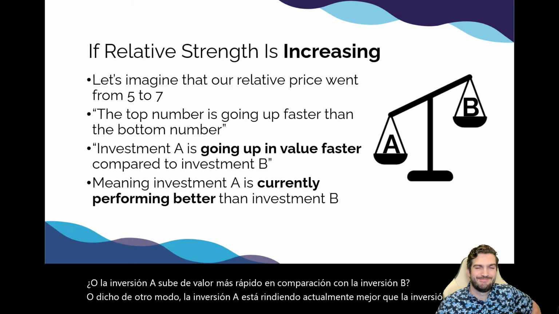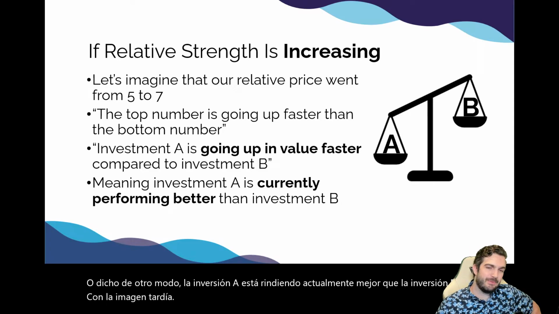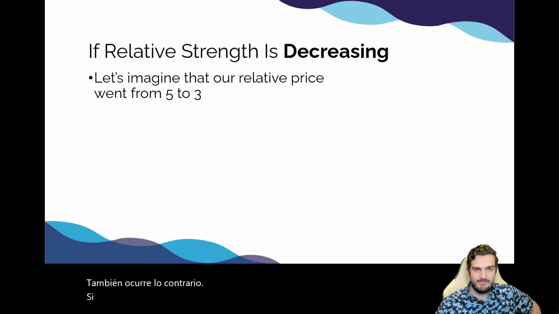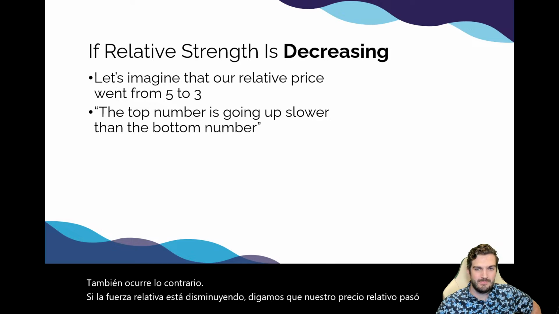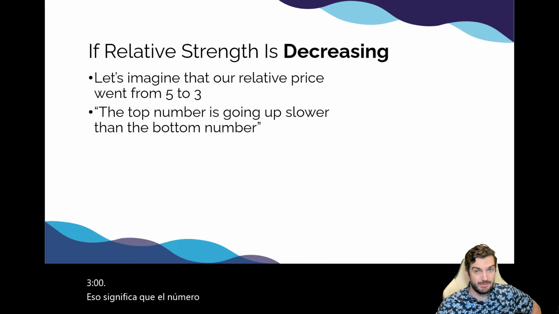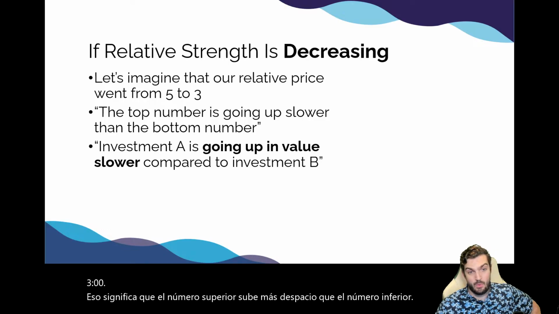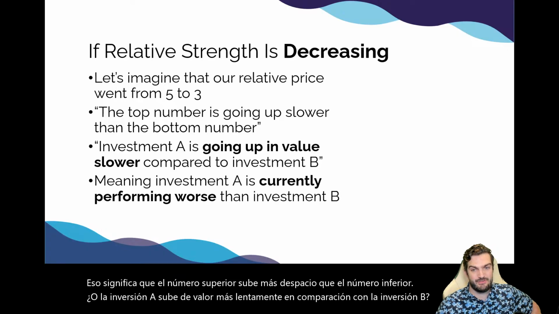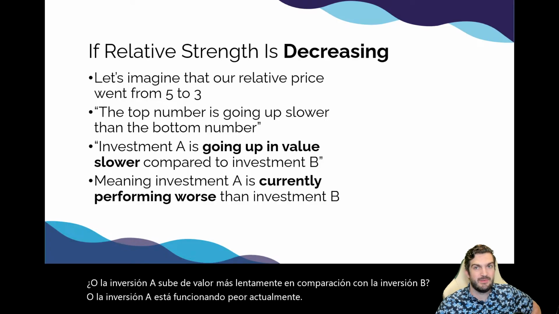The opposite is also true. If relative strength is decreasing, let's say our relative price went from 5 to 3. That means that the top number is going up slower than the bottom number, or investment A is going up in value slower compared to investment B. Or investment A is currently performing worse than investment B.